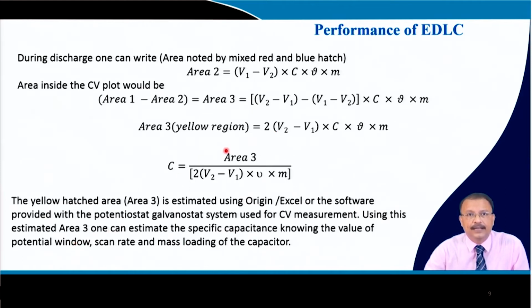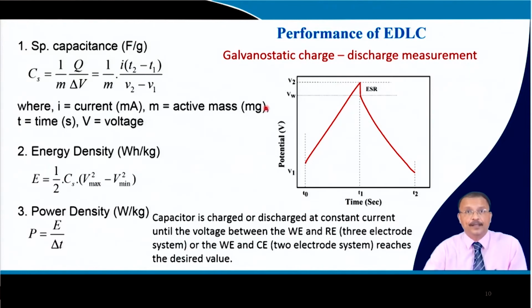And then once you get that, you basically know the value of V2 and V1 and what is the scan rate that you have used to measure the CV, and you can actually estimate the specific capacitance. So, if you have a CV plot for an EDLC from a potentiostat galvanostat system, this is the procedure that is used to estimate, in farad per gram, the specific capacitance of this capacitor.